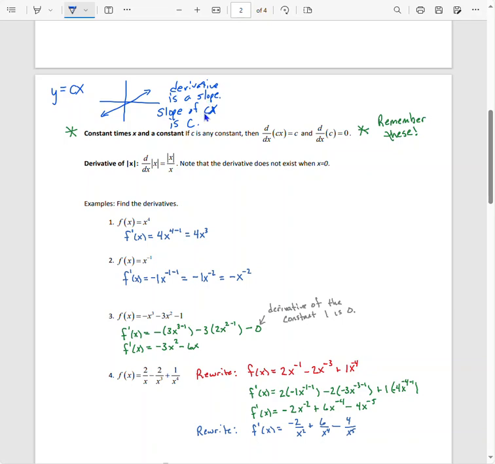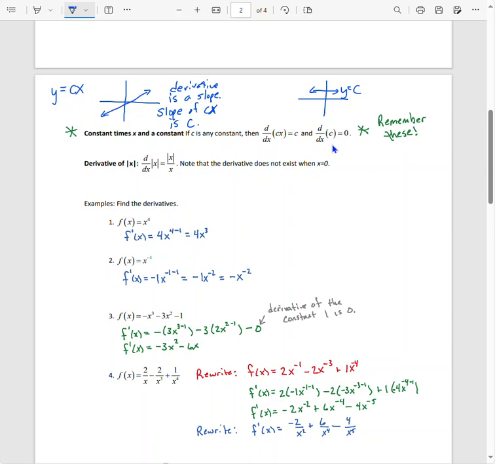So if derivative is a slope and the slope of the linear function y equals cx is c, it makes sense that the derivative of cx is c. And if we have a constant function, like y equals 2, whatever it happens to be, y equals c, any constant, a nice horizontal function, what's the slope of that horizontal line? That slope is 0.